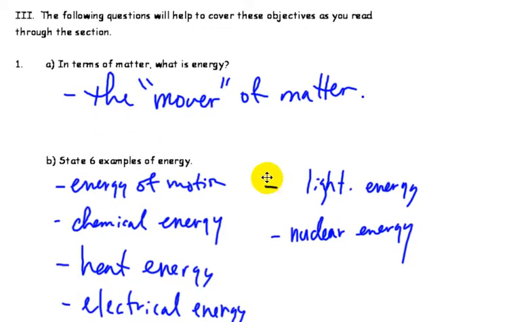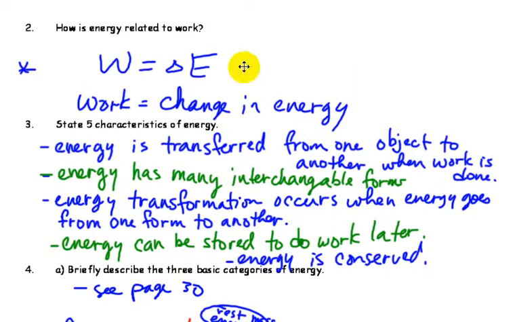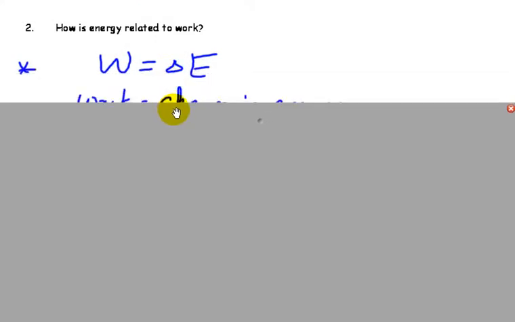So energy is the mover of matter. 6 examples of energy: energy of motion, chemical energy, heat energy, electrical energy, light energy, nuclear energy. Those are all forms of energy. Kinetic energy, of course, is this one here, involving energy of motion. Work and energy are related in that the work is equal to a change in energy. So in order to have a change in energy happening, work must have been done on an object.